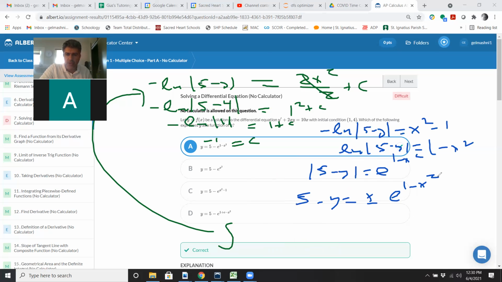Now, you want to plug in your initial condition. So 4 for y and 1 for x. That's e to the 0, and you want 1 on the left side, so you want 1 on the right side, so it's going to say positive. So, yeah, this is a really cruel problem to put multiple choice. So 5 minus y equals e to the 1 minus x squared. We'll put y over here, e to the 1 minus x squared over here, and that's what the answer is.